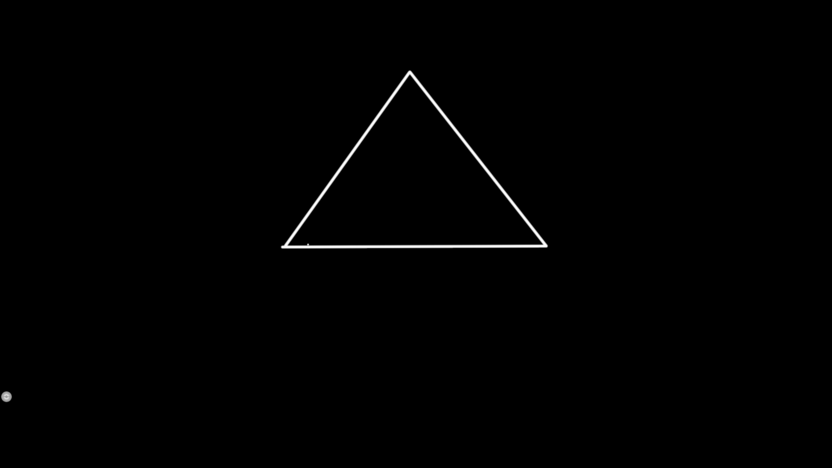So, pretty much for any triangle, right? A, B, C. We have lengths a, b, and c. So pretty much lowercase a, b, and c are lengths, while capital A is our angle, capital B is our angle, and capital C is our angle. So pretty much what we want to do is prove the law of sines, right?